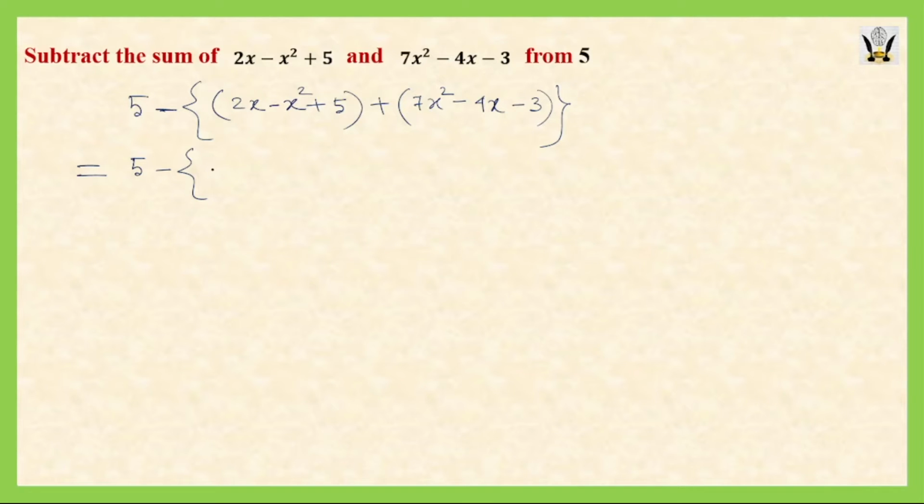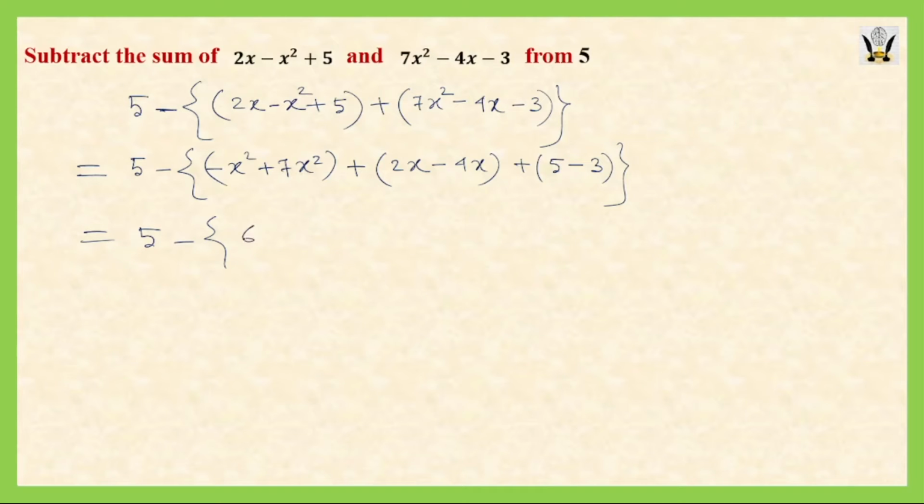So here minus x square, then in the second expression we have plus 7x square, we will combine them together. And then in the first expression we have 2x, here we have minus 4x. As we are adding, the sign of the term will be the final sign that we will be considering. Now here we have 5 and then minus 3. So after simplification we will be getting 7 minus 1, 6x square, and then 2x minus 4x, so it will be 2x, and then 5 minus 3, so it will be 2 only.